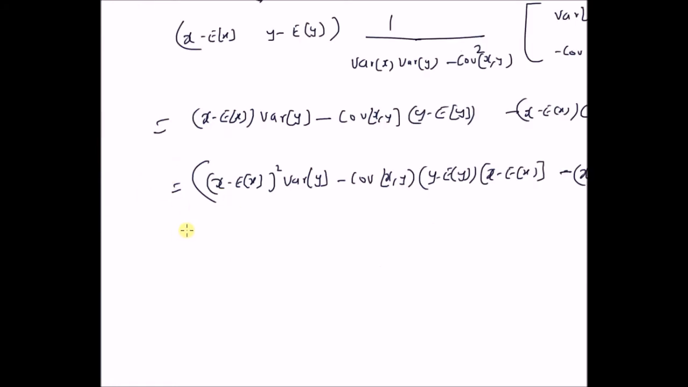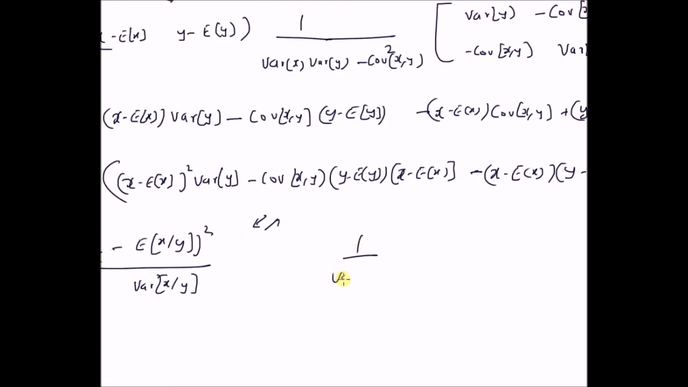Now we have to basically compare this exponent with the exponent of the conditional distribution, which is clearly equal to x minus expectation of x given y whole square divided by the variance of x given y. So by comparing the x terms in this exponent with the x terms in the exponent of the conditional distribution, we are comparing these two.